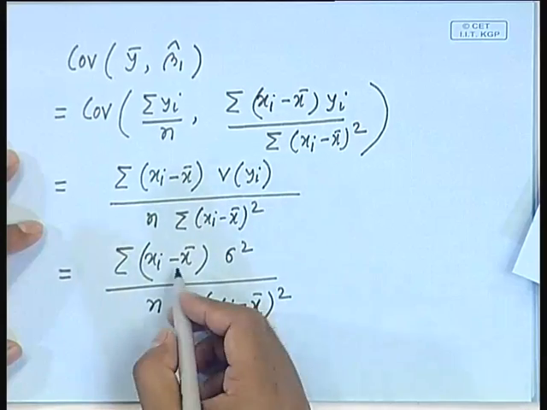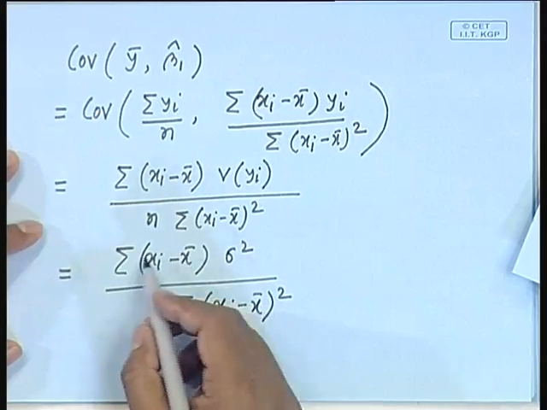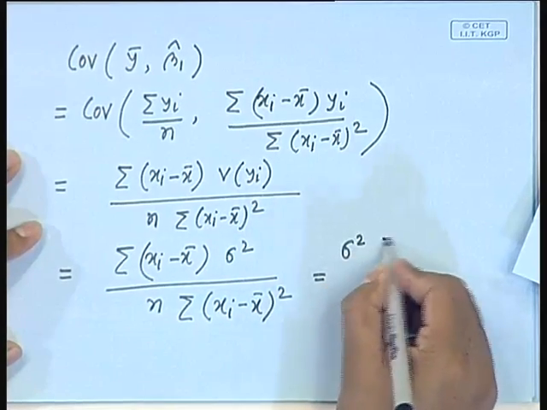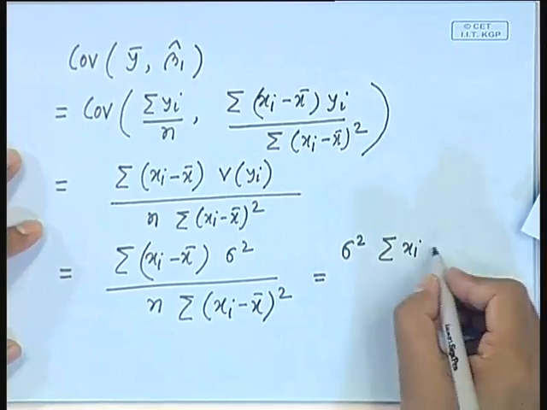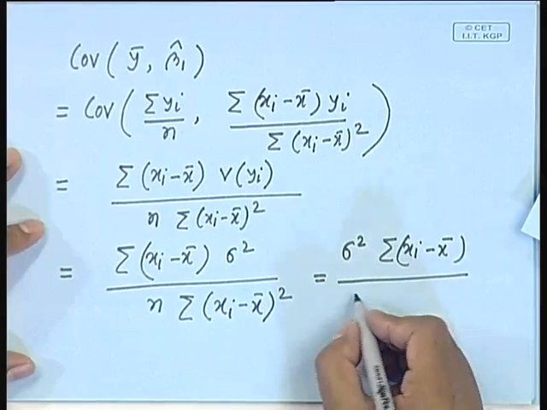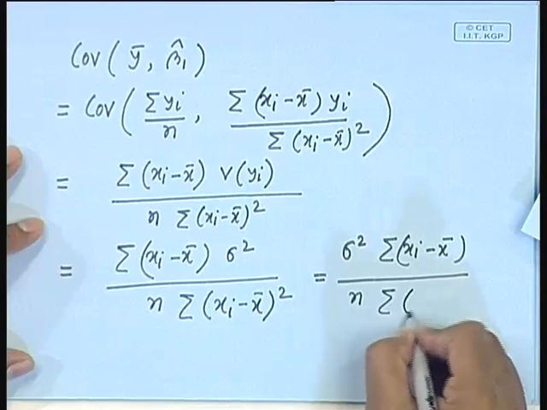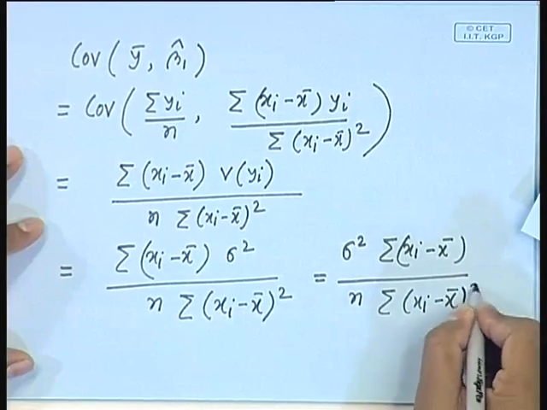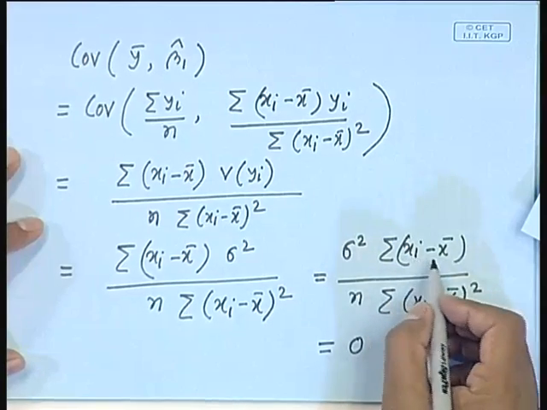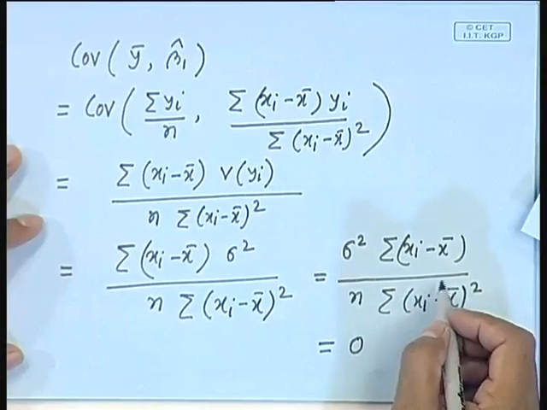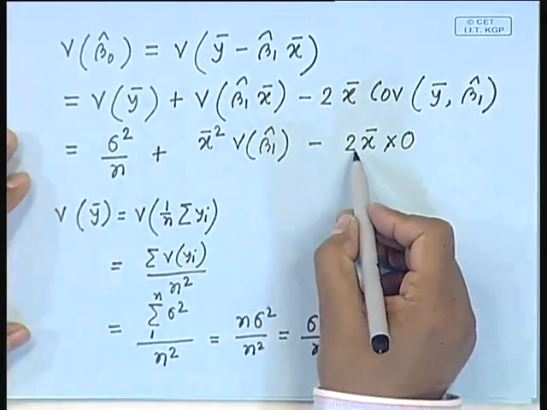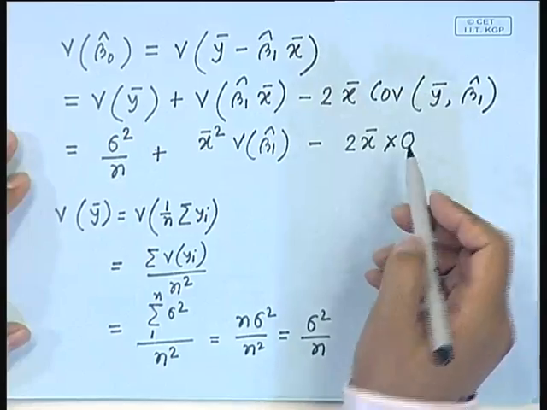see, summation xi minus x bar is equal to 0. That is why the numerator is 0. So, this is equal to sigma square into summation xi minus x bar. This quantity is 0 always by n into summation xi minus x bar whole square. So, this is equal to 0 because of the fact that summation xi minus x bar is always equal to 0. So, we proved that the covariance is equal to 0.